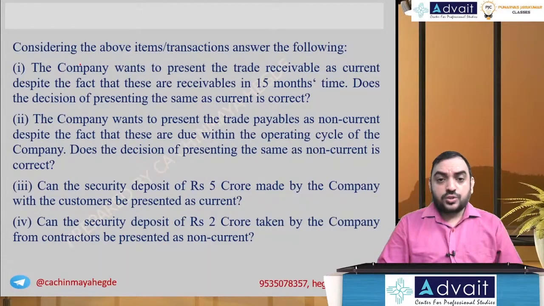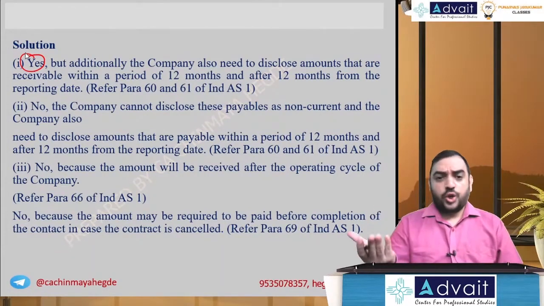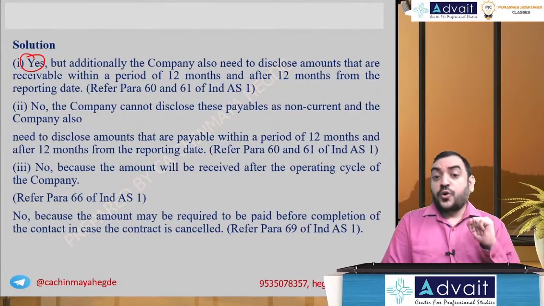The company wants to present the trade receivable as current, despite the fact that these are trade receivable in 15 months' time. Is the decision presenting the same correct? The answer is yes. It is a current item. They want to present it, and you are presenting it. Definitely correct, because it is within operating cycle. That's the point you have to mention.